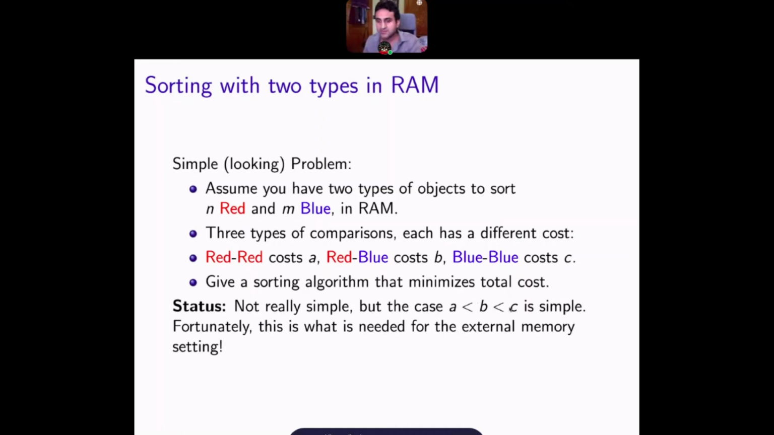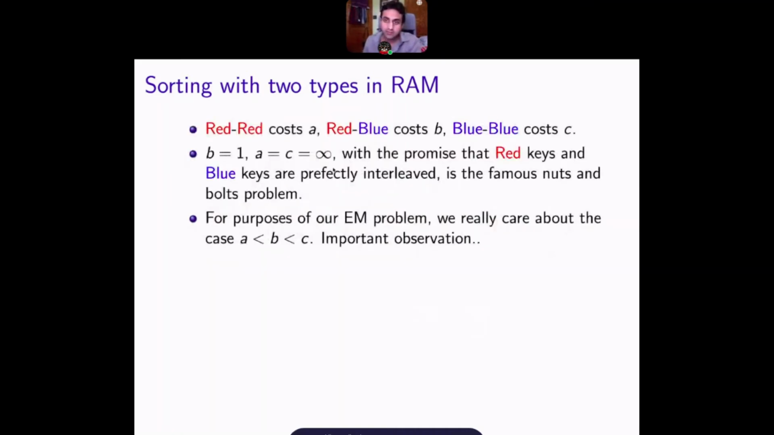So we are really interested in this case. In general, for all values of A, B, and C, if you think of the case when B is 1, so a red-blue comparison costs 1, but a red-red or a blue-blue comparison costs infinite. So basically, you're not allowed red-red or blue-blue comparisons. And this is basically the nuts and bolts problem, which already had a bit of research done on it. So just this one sample point is a pretty research problem.